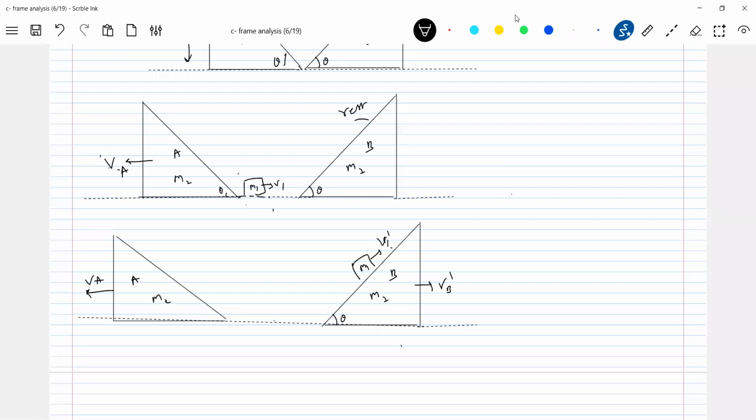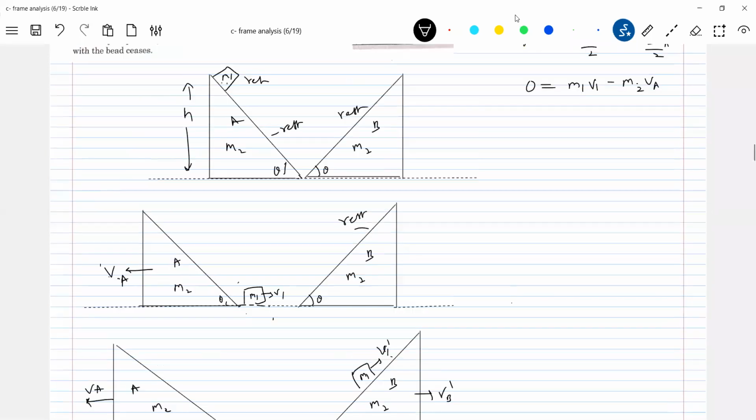Tell me, what happened to the center of mass here? Will anything happen? What is the state of the center of mass? Where should the center of mass of the system be? Somewhere here.